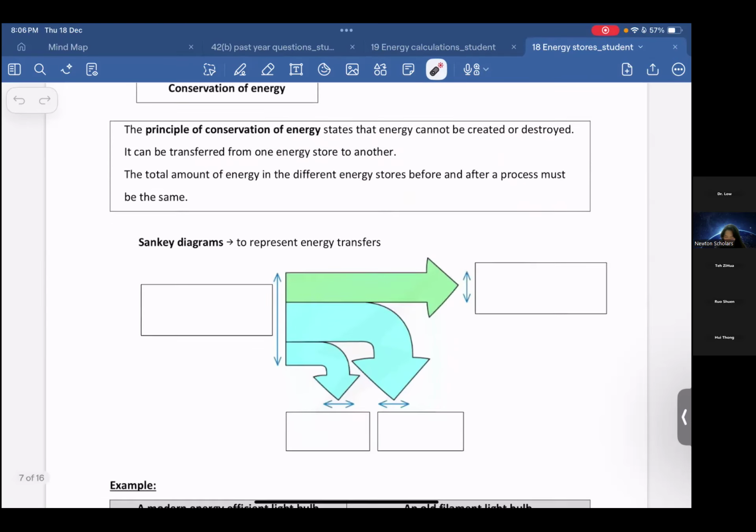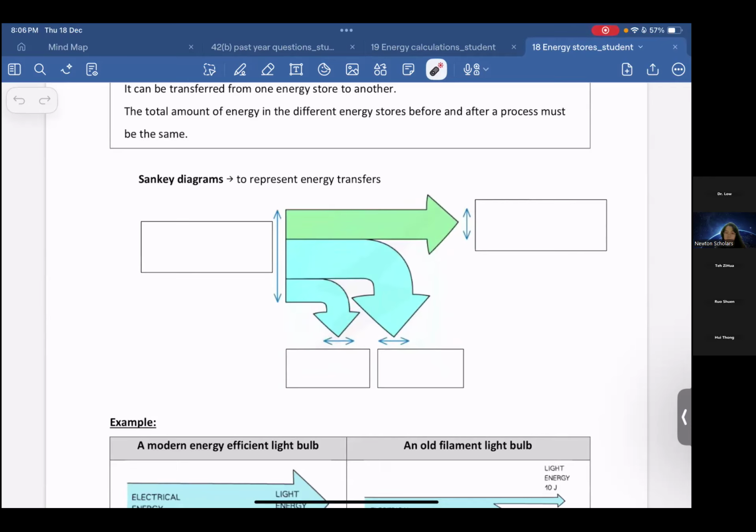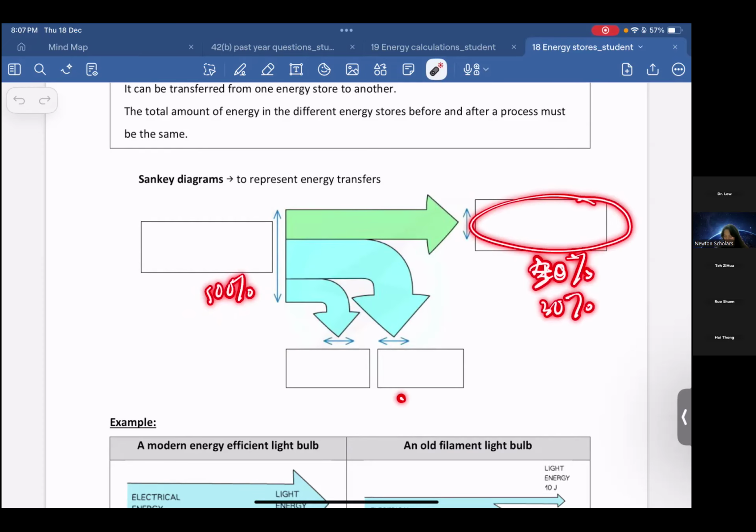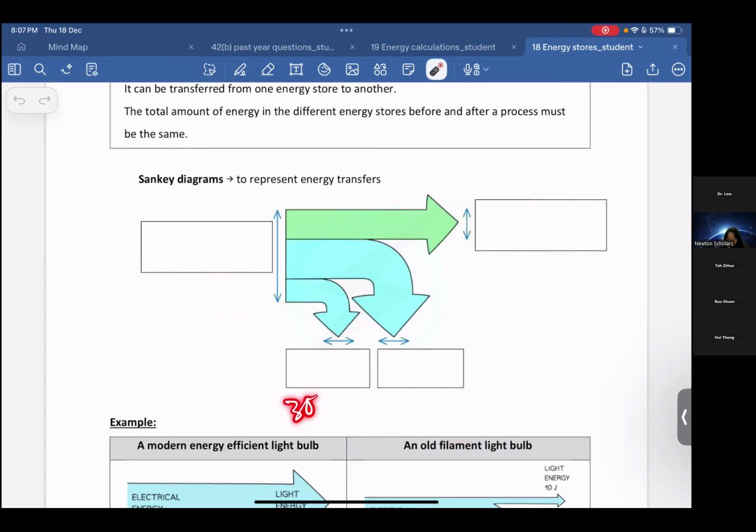Okay, then here we can use a Sankey diagram to represent the energy transfer. So let's say here is 100%. When we transfer, some of it goes to the useful part. This part that normally goes straight is the useful one. For example, here 100%, so here maybe 30%, and here maybe another 40%. So 30 plus 40 is 70, so there is another 30 somewhere here. No matter what, at the end, input energy equals output energy.